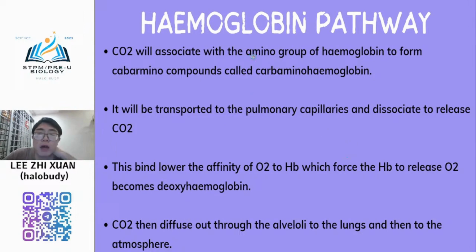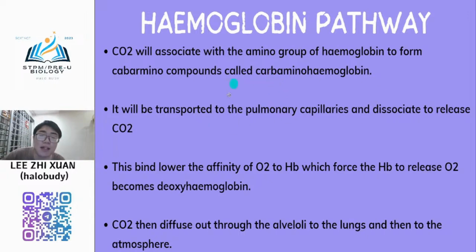The hemoglobin pathway is very simple. Once the carbon dioxide enters the erythrocyte, it directly associates with the amino group of the hemoglobin to form a carbonyl compound called carbaminohemoglobin. It is similar to oxygen. What happens with oxygen is just copied over to carbon dioxide for the hemoglobin pathway, but the compound name for oxygen is oxyhemoglobin, right? So for carbon dioxide, the compound is called carbaminohemoglobin.